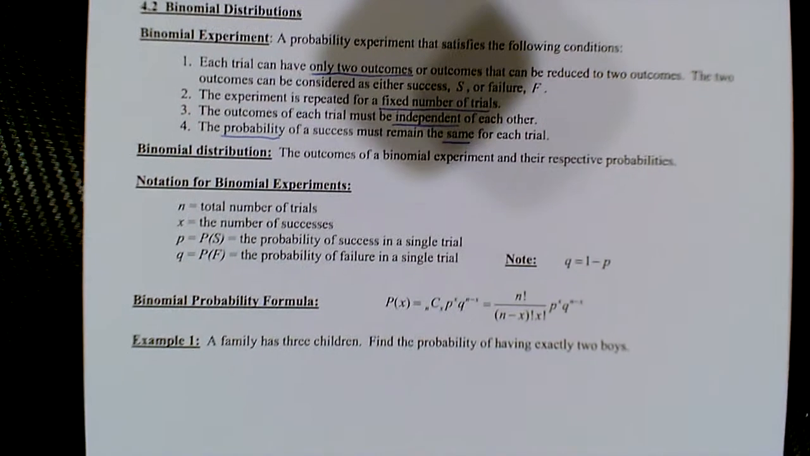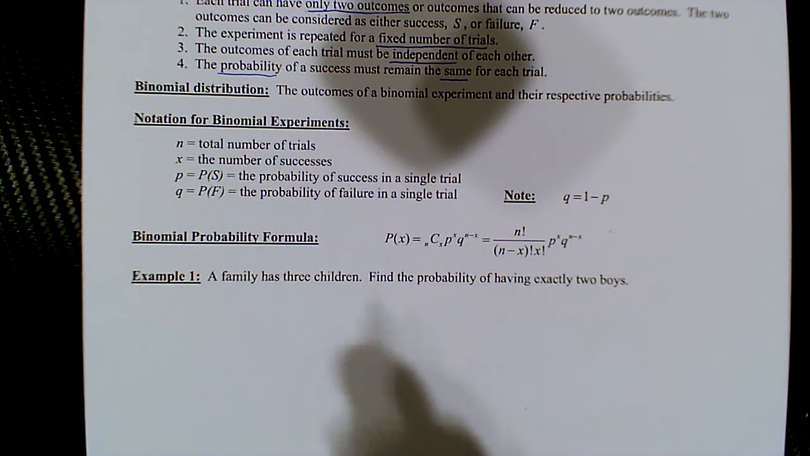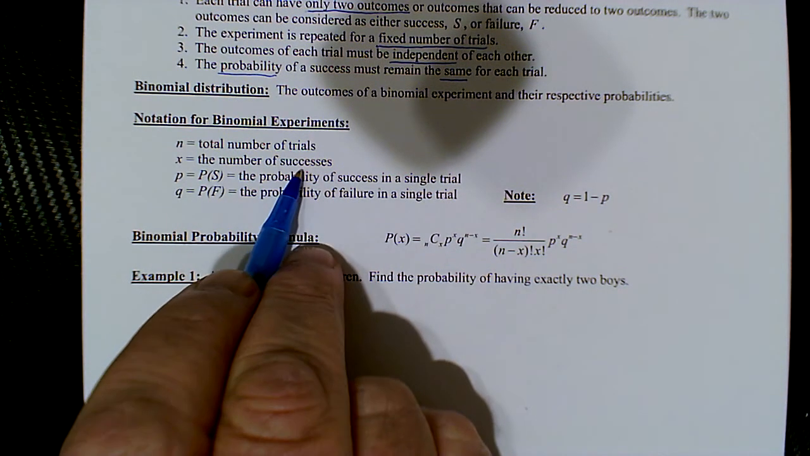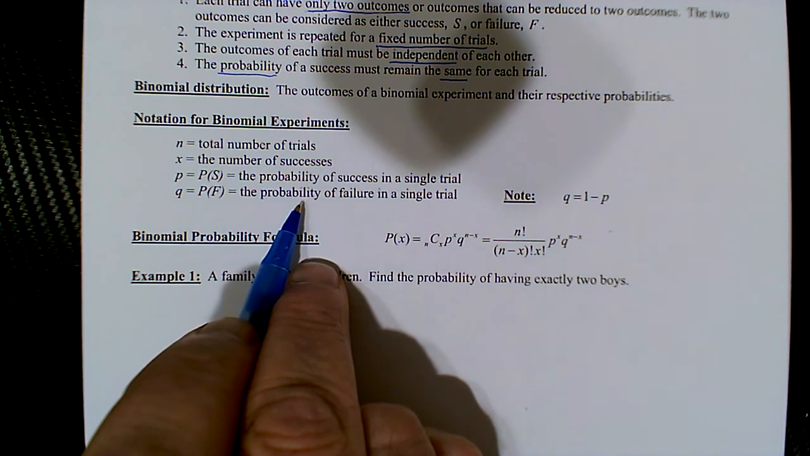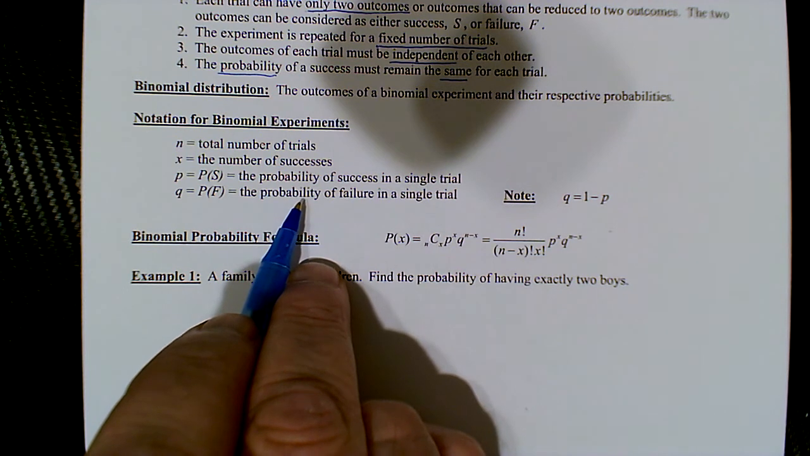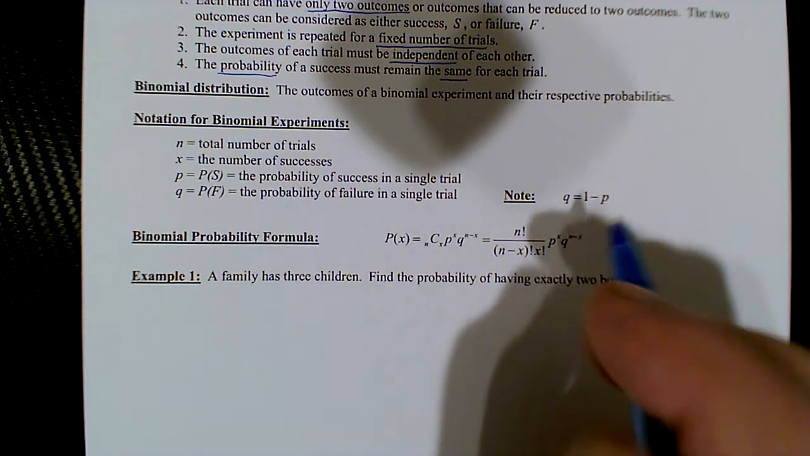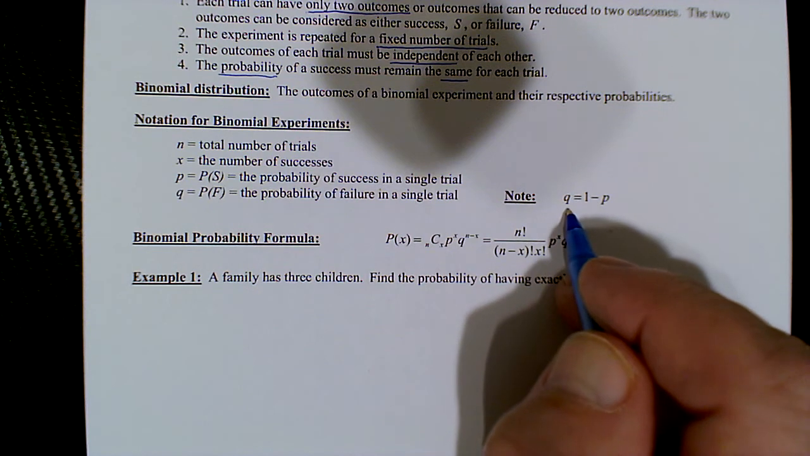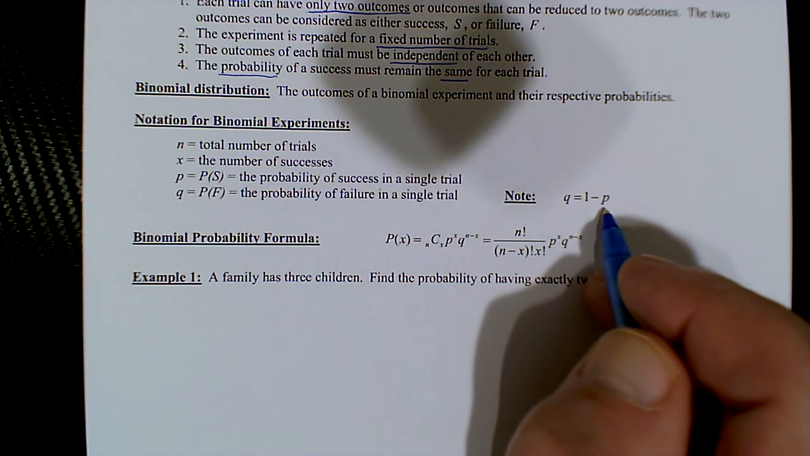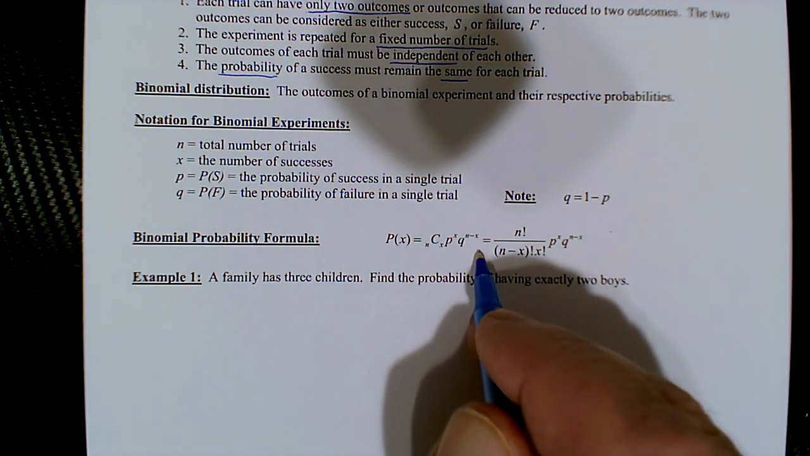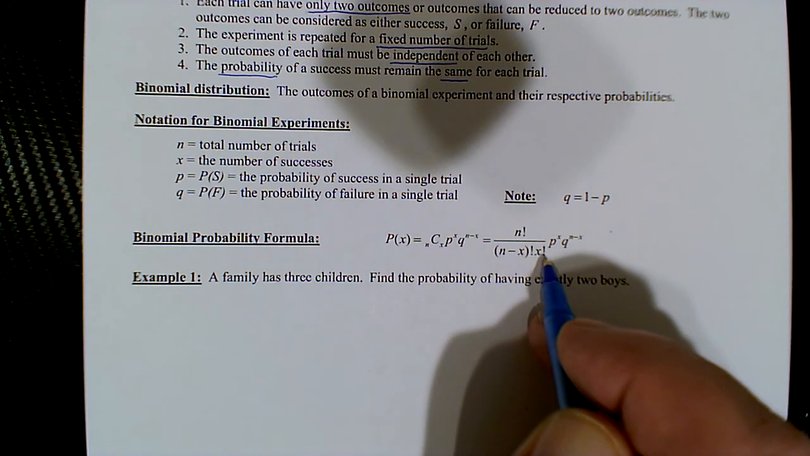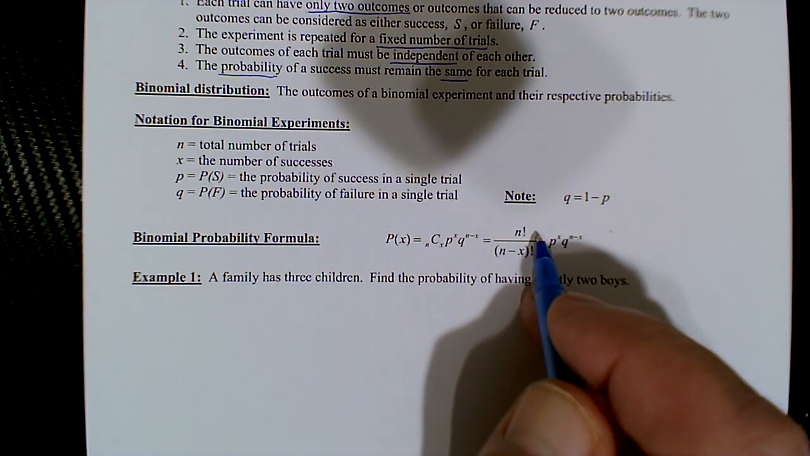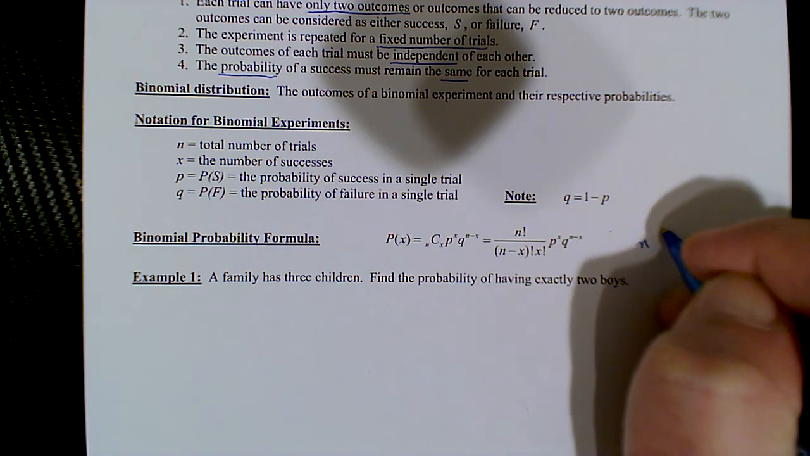in the last section. Some notation to get used to: n is the total number of trials, x we consider to be the number of successes, p the probability of success, q the probability of failure. And notice that since there's just two outcomes, either success or failure, that q, the probability of failure, is 1 minus p, the probability of success. And then here's our fancy formula.